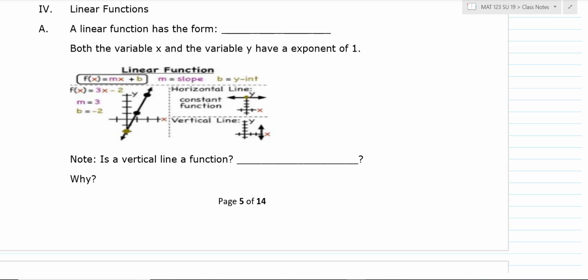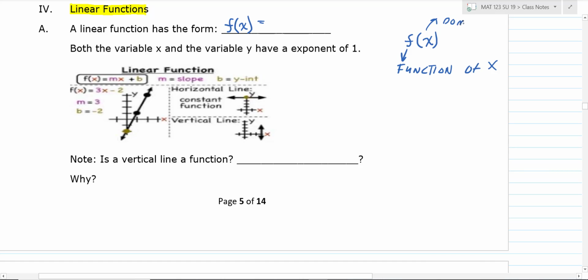Okay, part 4, we're going to look at what we mean by linear functions, all right? And we've already talked about that. Now, the function notation we use is f of x. So if that's new to you, this is actually read as f, a function of x. X is the variable in the domain.